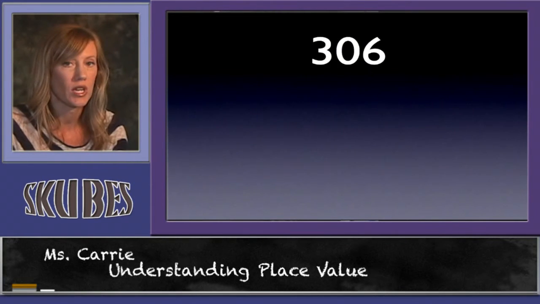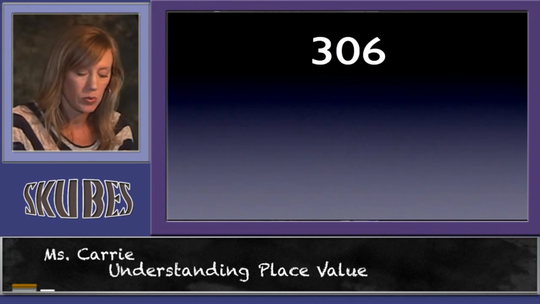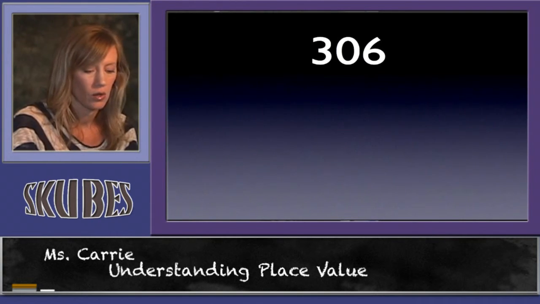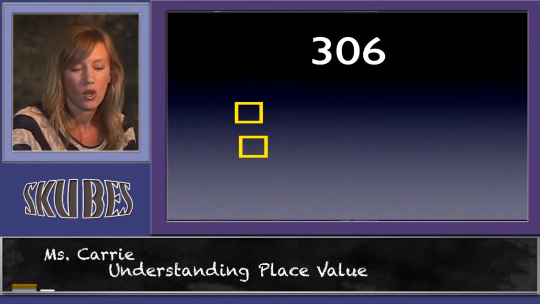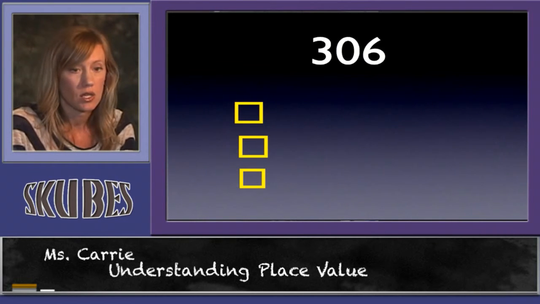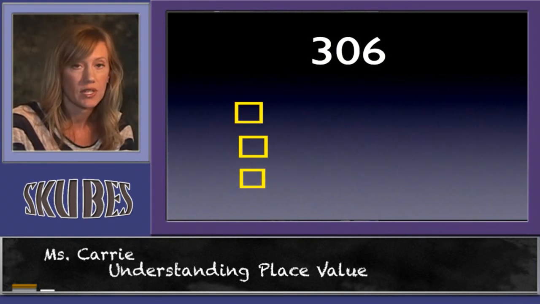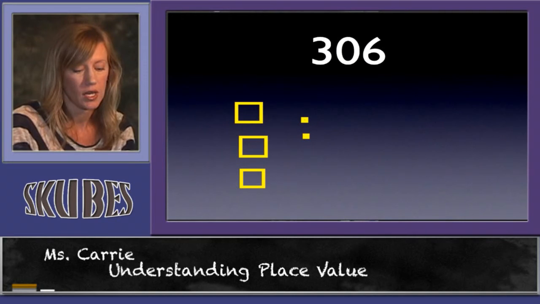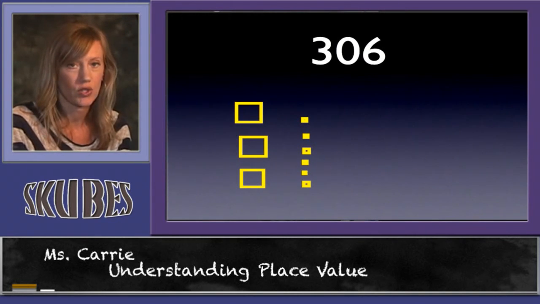Let's look at the number 306. We know there are 3 hundreds because the 3 is in the hundreds place. 100, 200, 300. We have no tens because there's a 0, so there's no need to draw any tens. And we have 6 ones. 1, 2, 3, 4, 5, 6. 306.